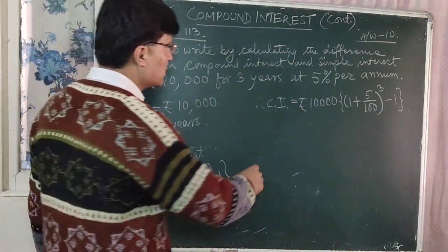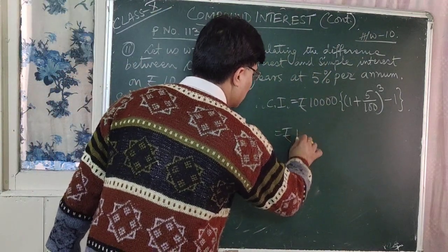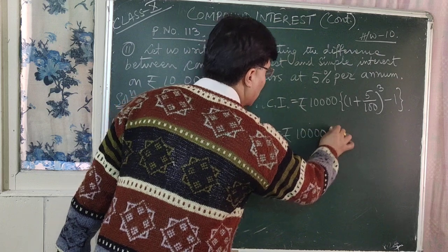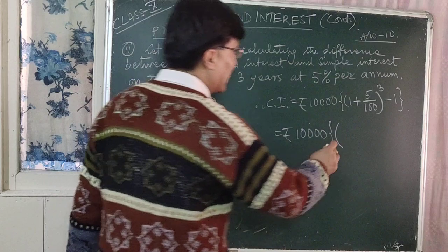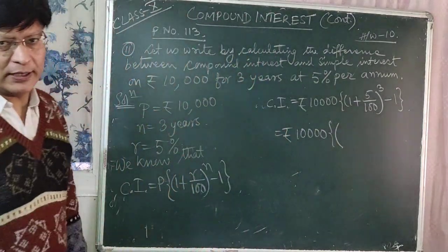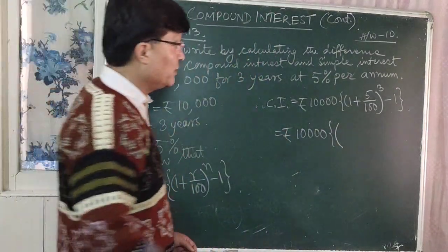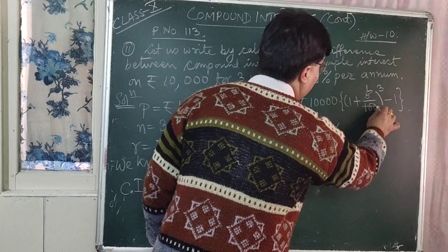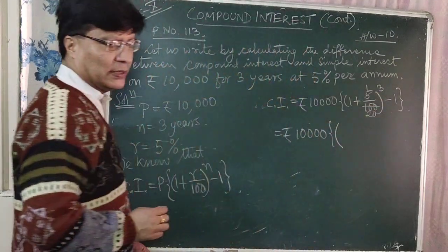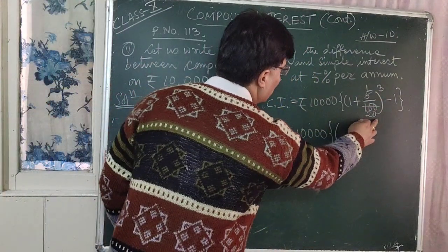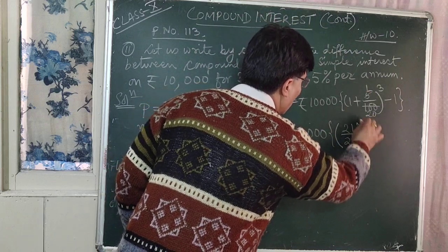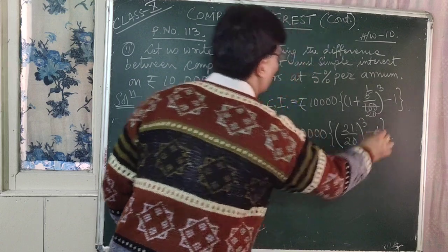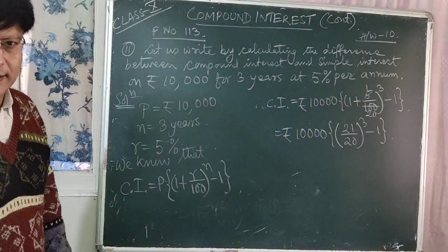So let us simplify it. Is equal to rupees 10,000 now within second bracket. So you can cancel here 5 and 100. You can cancel it by 5. So 5 ones are 5, 5 20s are 100, right? So 20 plus 1 is 21 by 20 whole cube minus 1. Is that right?